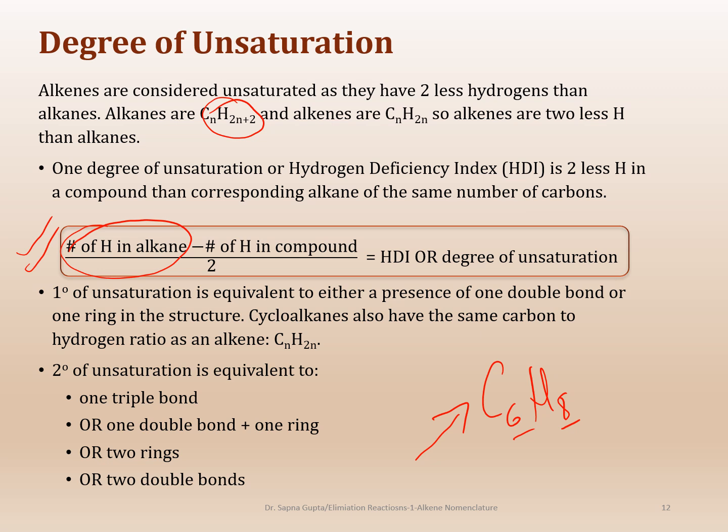Once you have the total number of hydrogens for an alkane, you compare it with the number of hydrogens you are given in that compound, which in this case is 8. Then you figure out your degree of unsaturation from there. So what does the degree of unsaturation tell us? If you have 2 hydrogens less, well, big deal. What does it tell you? 1 degree of unsaturation is either the presence of a double bond or a ring.